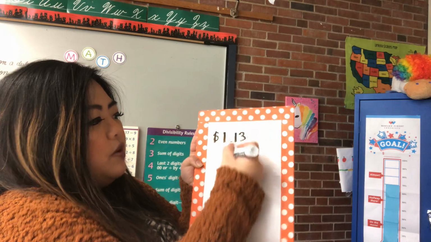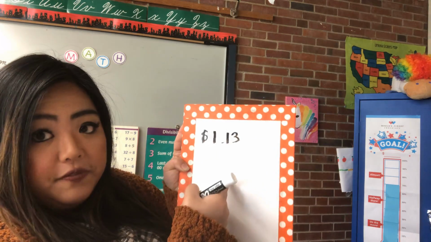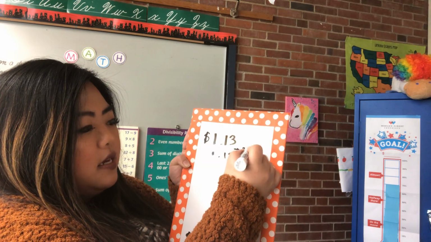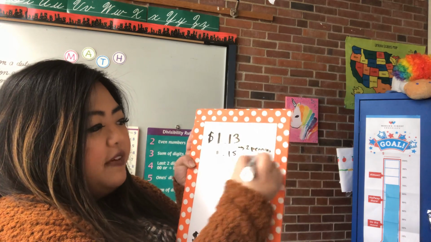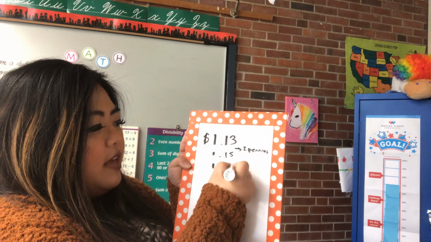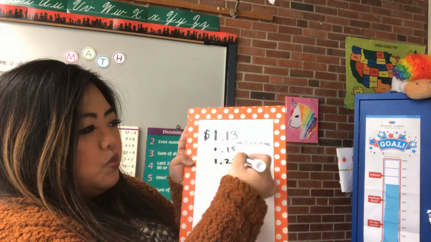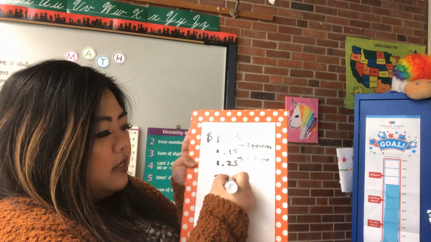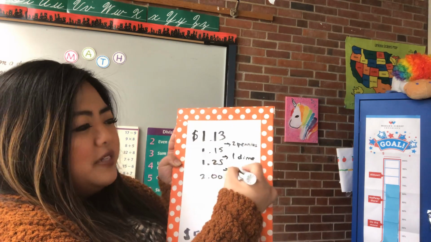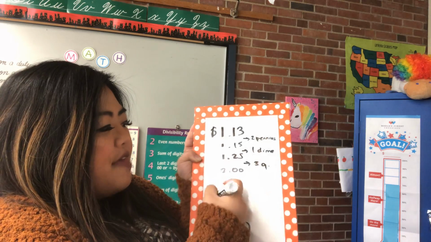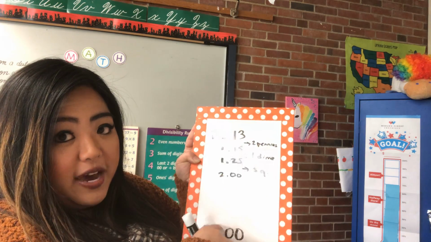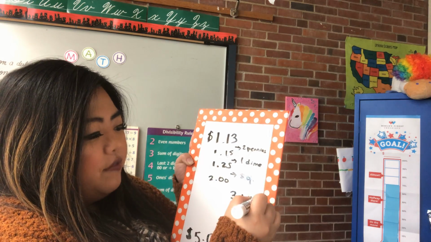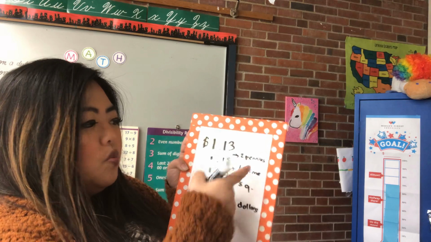We're going to our nearest nickel or dime, which would be $1.15, which would take us 2 pennies. Now we're at 15, and we need to get to the nearest quarter, which is 25. The fastest way to get from 15 to 25 is 1 dime. Now we're at 25. How many quarters would it take to get to $2? It would take 3 quarters. Okay, and now we're at $2. How many dollars from 2 to 5? 3. Right. So you have $3, 3 quarters, 1 dime, and 2 pennies.